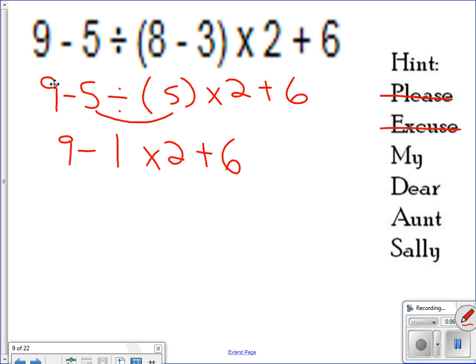Now I have to multiply. 9 minus 1 times 2 is 2 plus 6. I'm going to subtract because subtracting happens before adding. These two go together, these two go together. Remember, whoever happens first. Okay. Subtract. 9 minus 2 is 7 plus 6. My answer is 13.